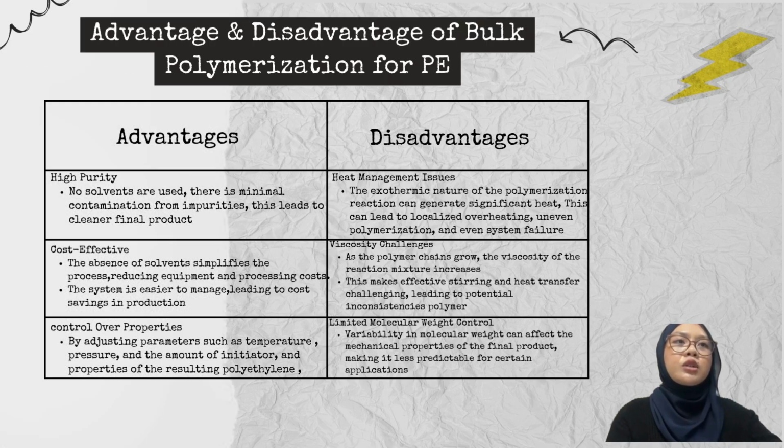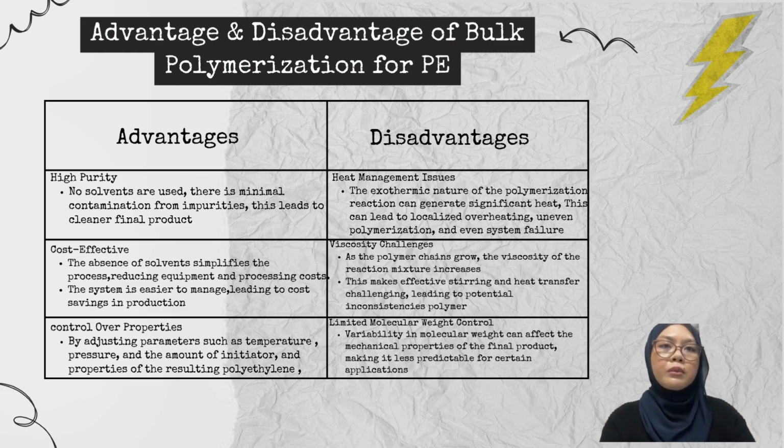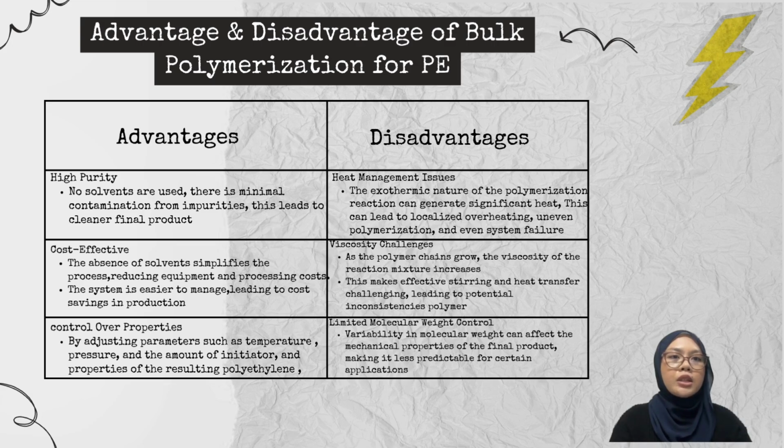Advantages and disadvantages of bulk polymerization for polyethylene. For advantages: first, high purity. No solvents are used, so there is minimal contamination from impurities. This leads to a cleaner final product. Second, cost effective. The absence of solvent simplifies the process, reducing equipment and processing costs. The system is also easier to manage, leading to cost-saving production. Third, control over properties by adjusting parameters such as temperature, pressure and the amount of initiator.